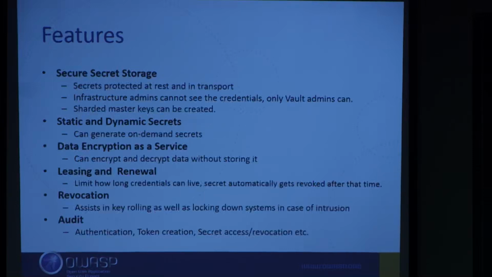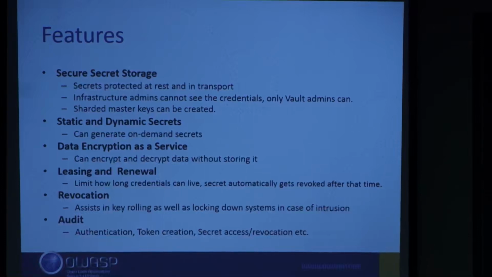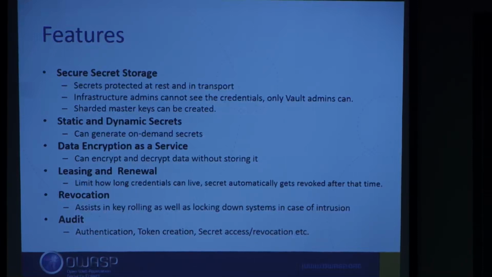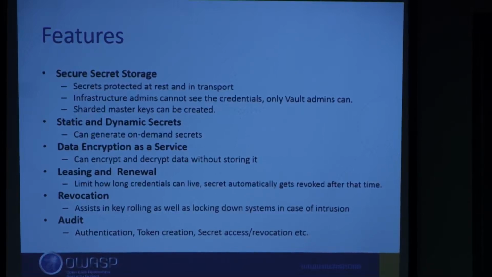So in terms of features, it provides secure secret storage. The secrets are protected at rest as well as during transport. The infrastructure admins, let's say the OpenShift or Kubernetes administrators, should not be able to see the values of those secrets at all. Only the vault admins can. So there's a difference between the infrastructure admins and the vault admins. Now, to ensure that a single vault admin cannot decrypt all the secrets and view them, you should probably use split master keys to avoid that happening.